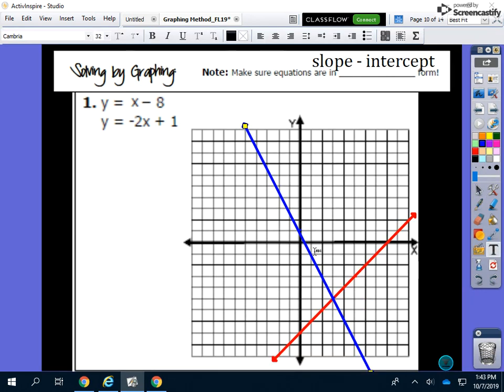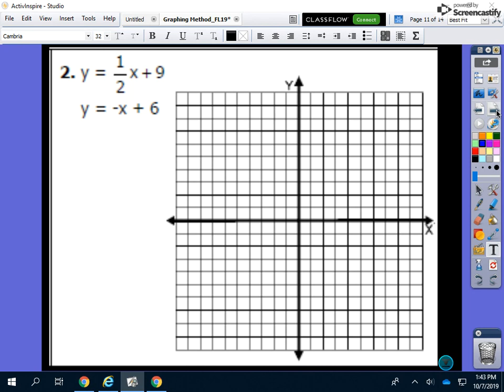The ordered pair would be positive 3 and negative 5. So both of the equations converge at positive 3, negative 5. And there's your solution for number 1. Let's take a look at number 2.